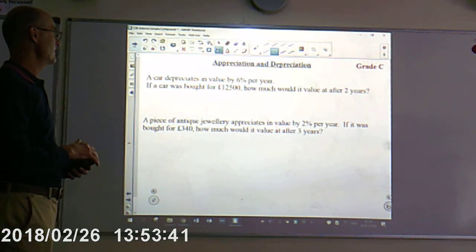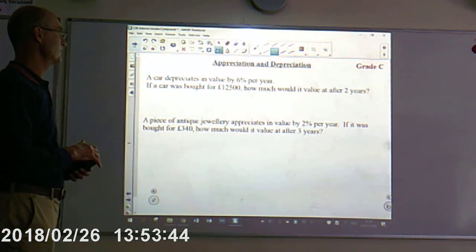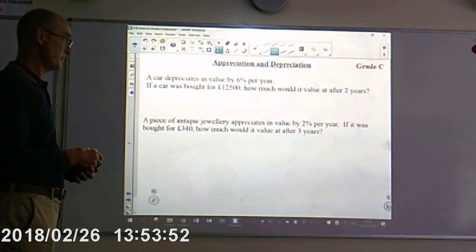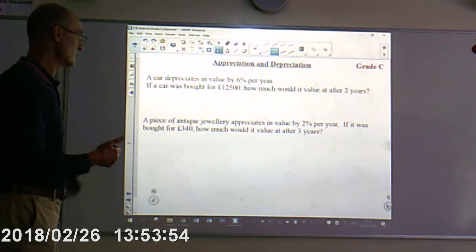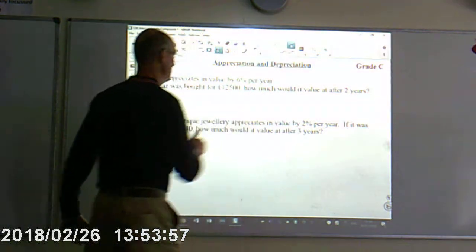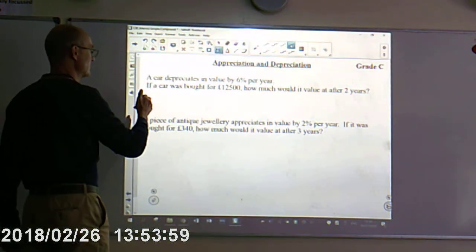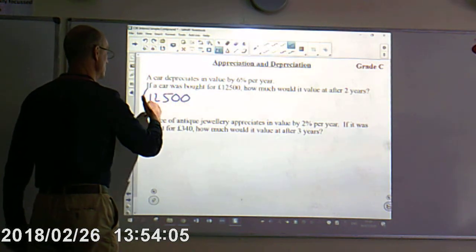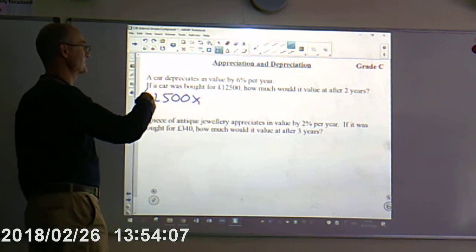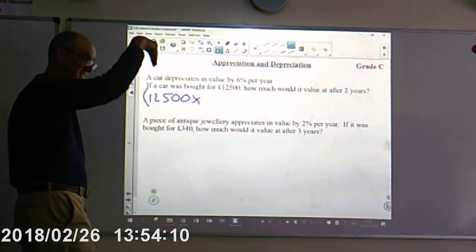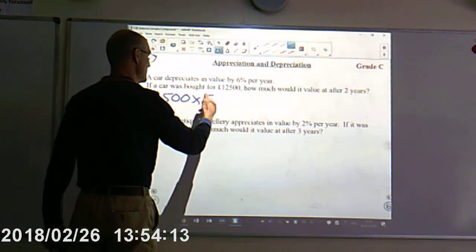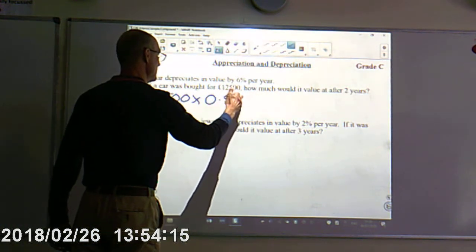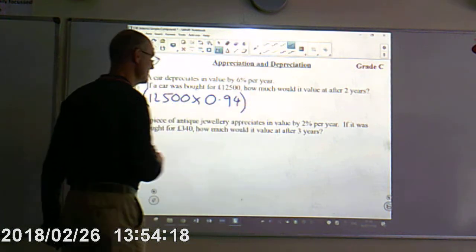Okay, car depreciates in value by 6% each year. It's bought for 12,500. How much would it be after 2 years? So, I'll do it both ways, just so that we make sure that we're understanding what's going on here. I could do my first year and say 12,500 multiplied by, it's going down in value by 6%, so the multiplier is going to be 0.94.